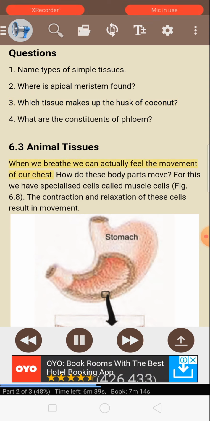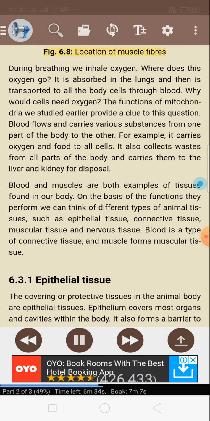6.3 Animal tissues. When we breathe, we can actually feel the movement of our chest. How do these body parts move? For this, we have specialized cells called muscle cells. Figure 6.8. The contraction and relaxation of these cells result in movement. Figure 6.8. Location of muscle fibers.